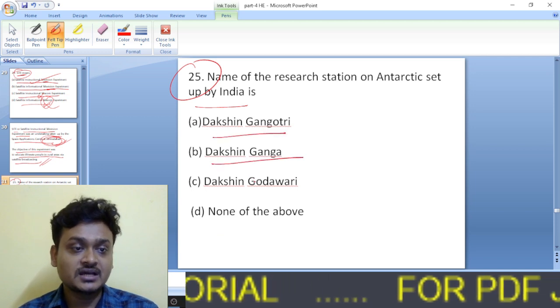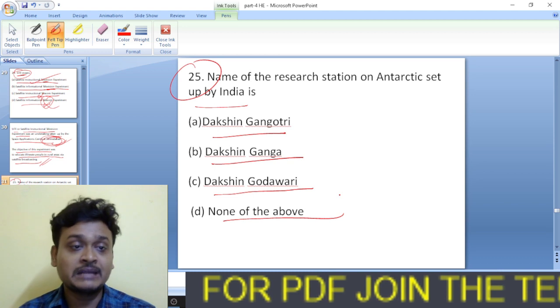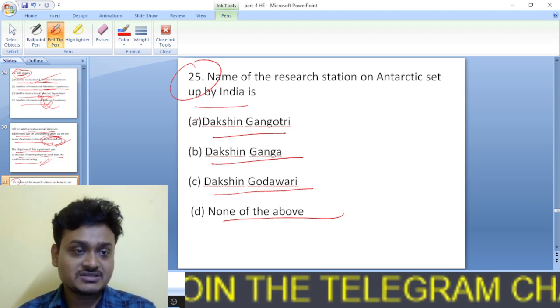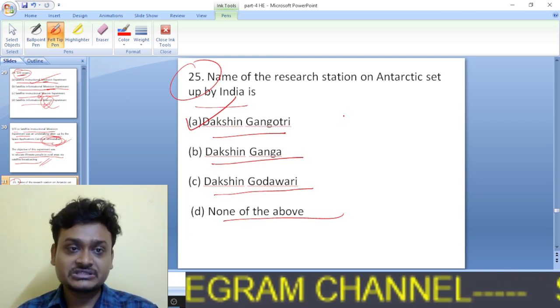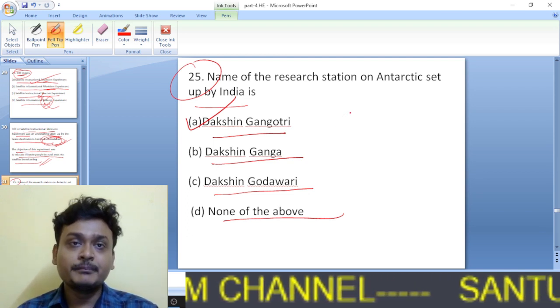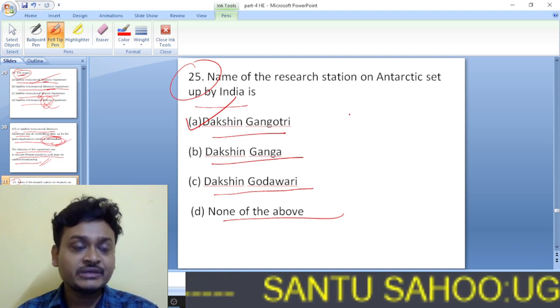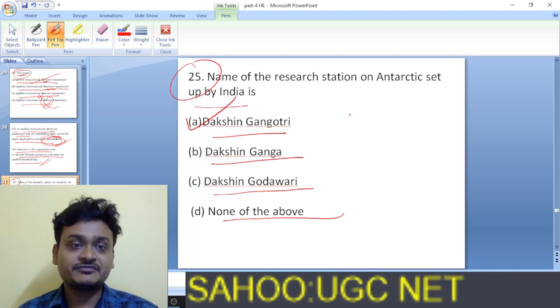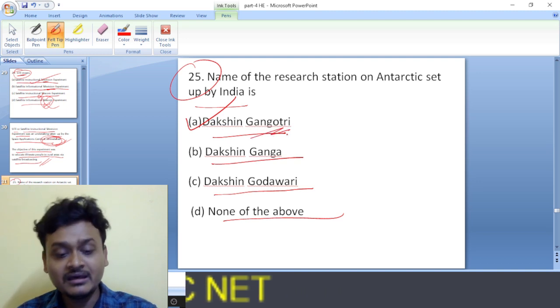So moving to question 25, name of the research station on Antarctic set up by India is Dakshin Gangotri, Dakshin Ganga, Dakshin Godavari, or another. The first was Dakshin Gangotri, and now the active Indian research stations on Antarctic are Maitri and Bharti. Bharti and Maitri are the active Indian research stations on Antarctic, whereas Dakshin Gangotri was the first research station on Antarctic. So yeah, Dakshin Gangotri is the right answer.